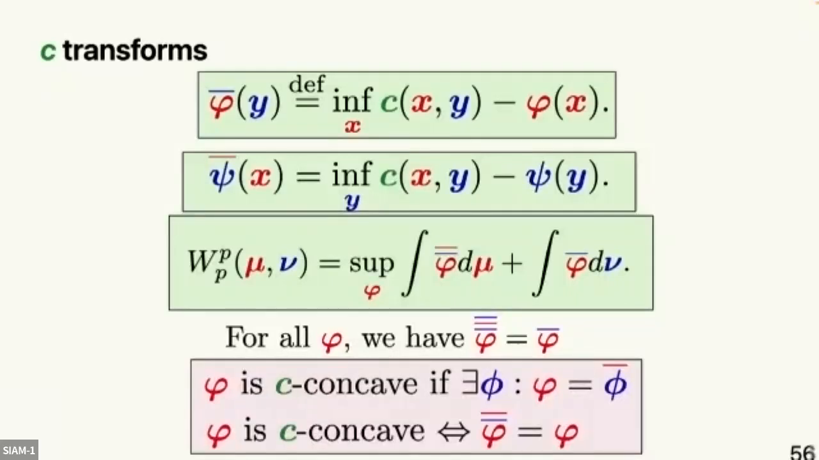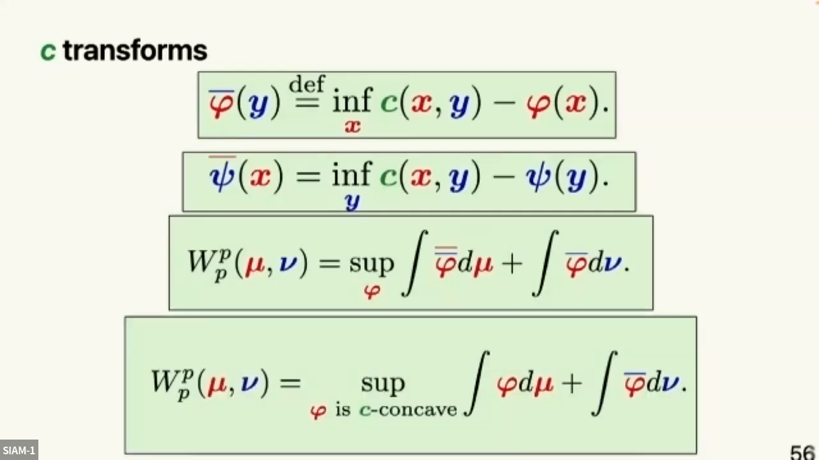And of course, if phi is C concave, it's the same thing as saying that there exists a blue function such that it is the red transform of the blue function. And this is equivalent to saying that the blue-red transform of phi is itself. So this is a bit the idea of C concavity and why it's useful.